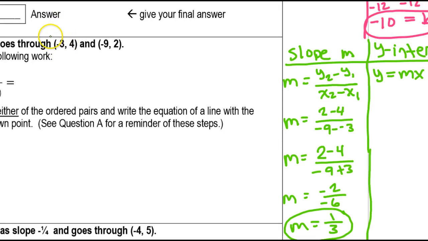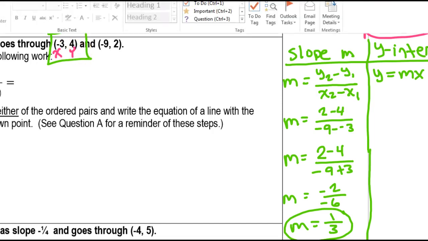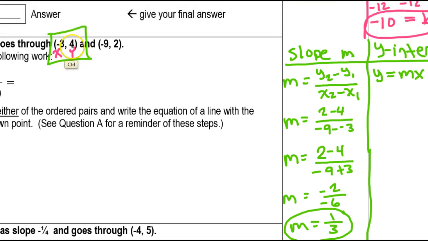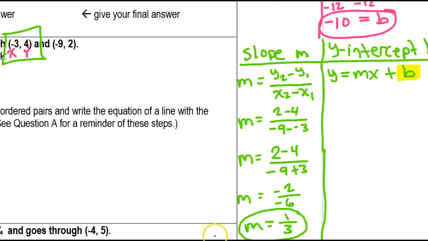So I'm going to pick this point right here. And so remember, this is x and this is y. So that's why I'm going to put in 4 for y and negative 3 for x right now. Okay, so I'm going to put 4 for y. M is 1/3. Okay, and here comes that negative 3, and then plus b.